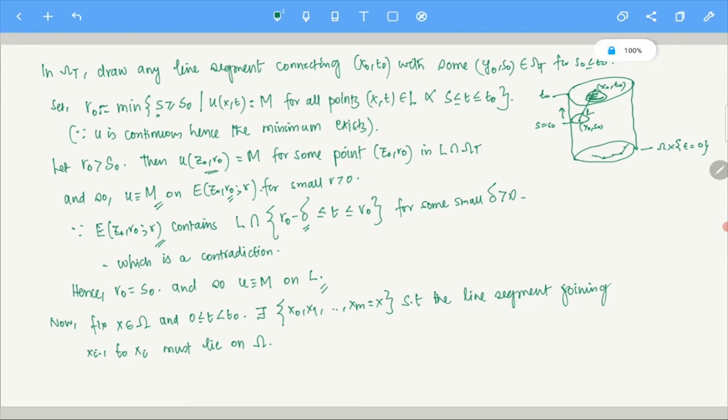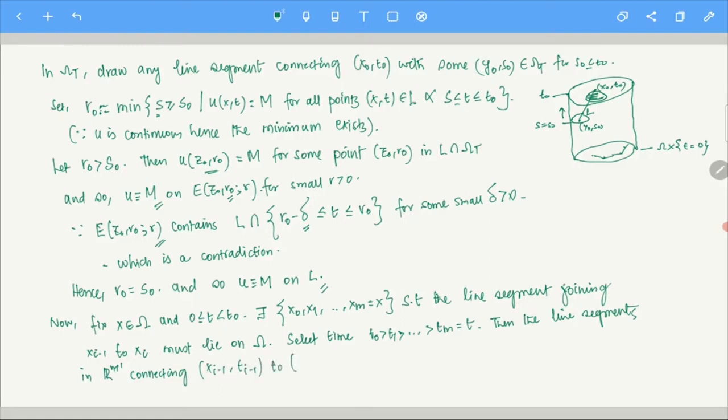Now you select some times, t_0 greater than t_1 greater than ... t_m, which equals t. You see there is this set and there is a corresponding set of time intervals. So then the line segments in R^{n+1} connecting (x_{i-1}, t_{i-1}) to (x_i, t_i).